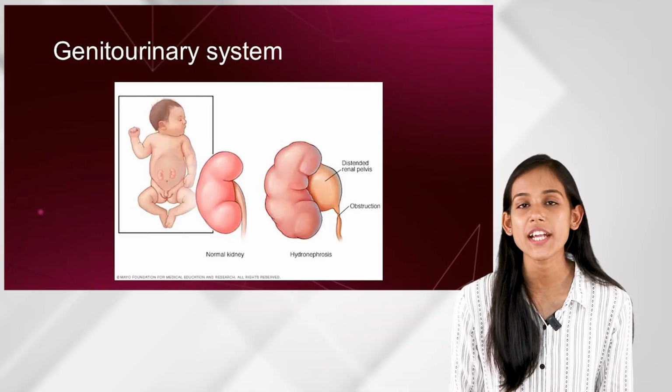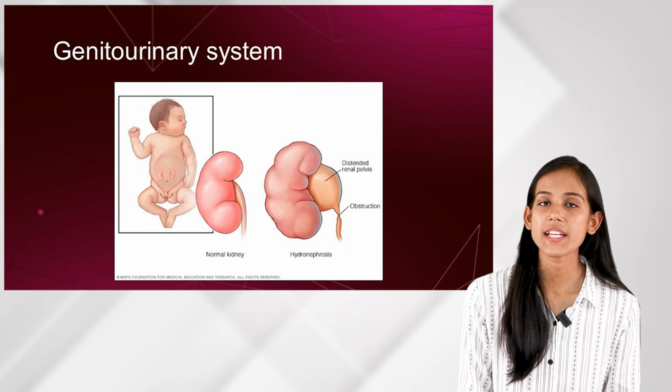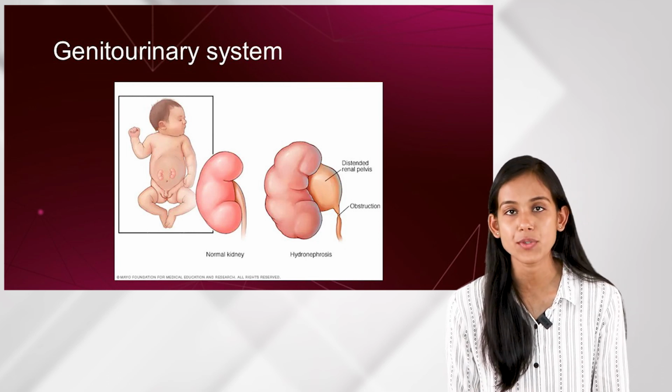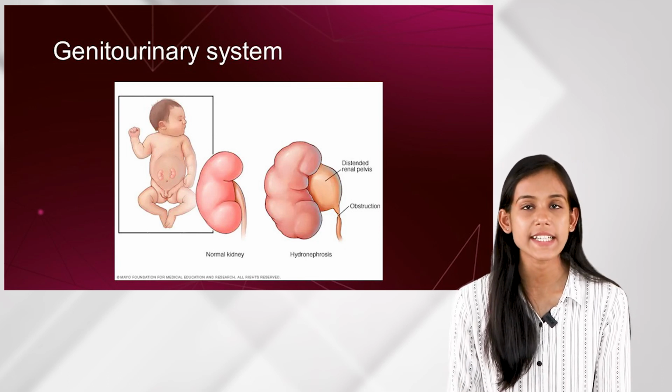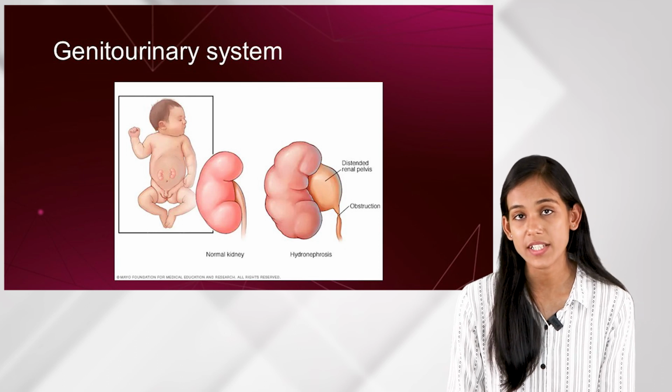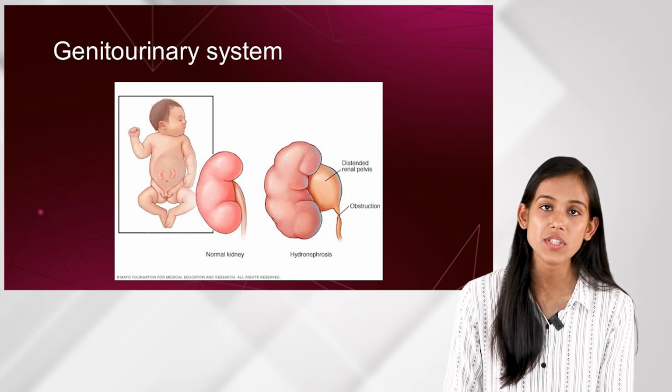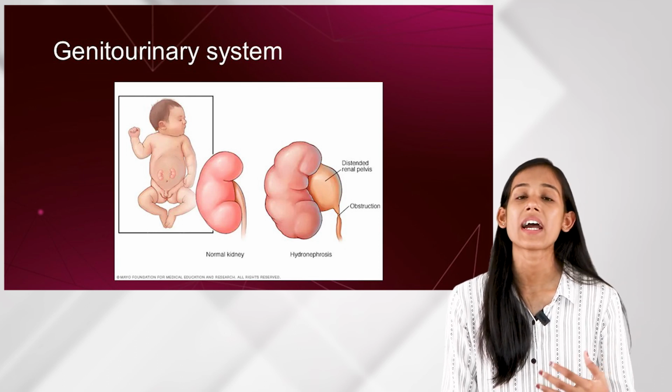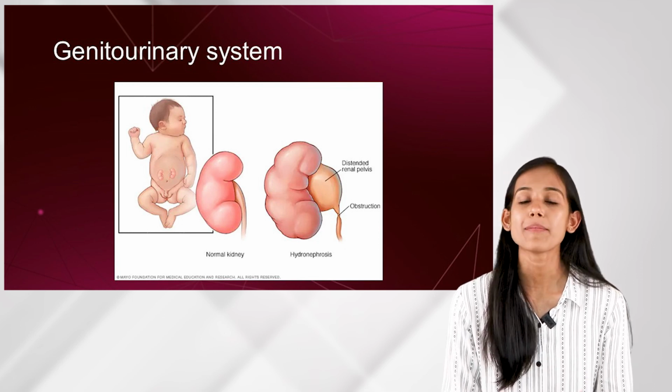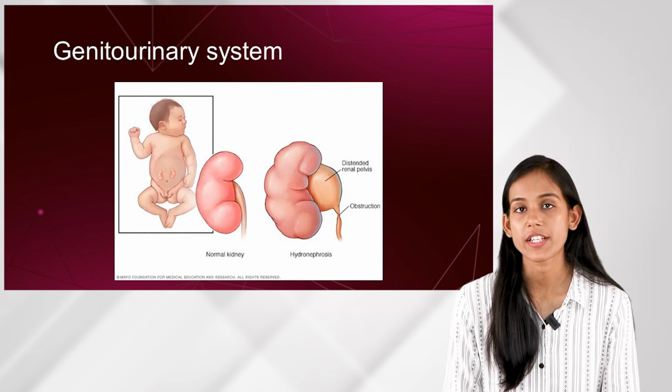After this, we have the genitourinary system. In the genitourinary system, there can be hydronephrosis or polycystic kidney disease. Then there can be congenital phimosis, congenital hydrocele. Then there can be undescended testis and malformations of reproductive organs.